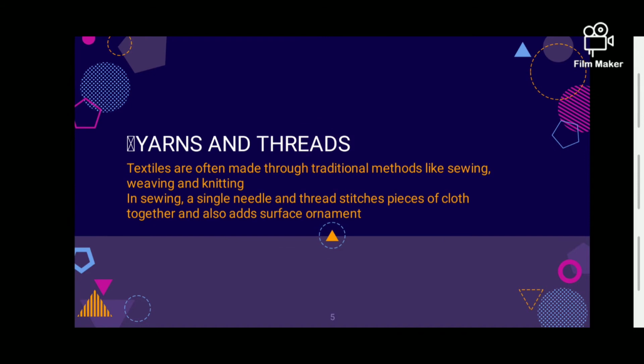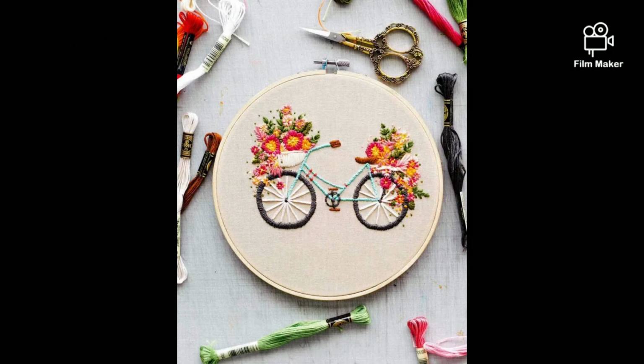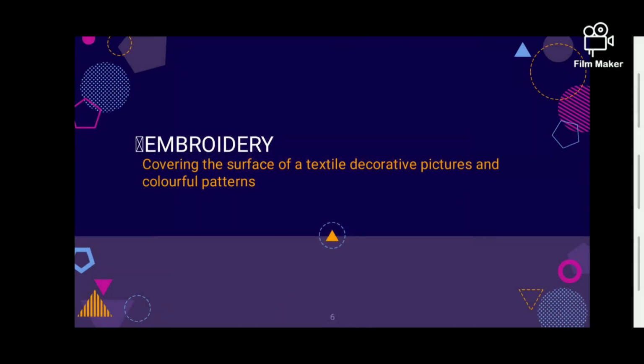Yarns and threads are important materials in making textile art. Textiles are often made through traditional methods like sewing, weaving, and knitting. In sewing, a single needle and thread stitches pieces of cloth together and also adds surface ornament. As you can see in the picture, this is called sewing, particularly embroidery, covering the surface of textile with decorative pictures and colorful patterns.